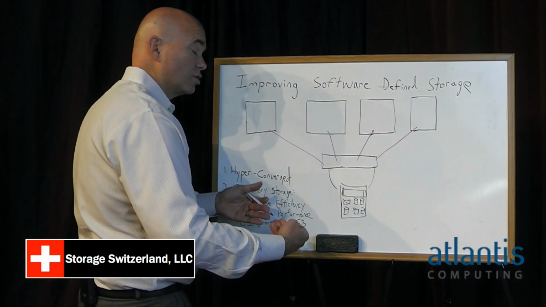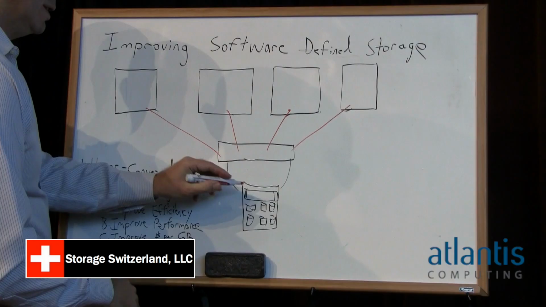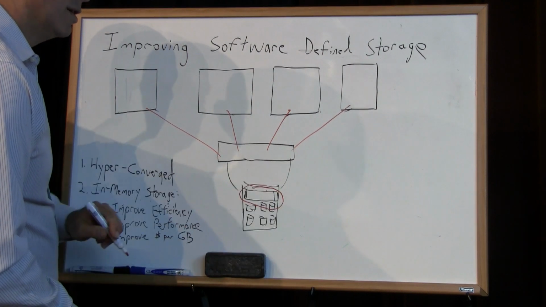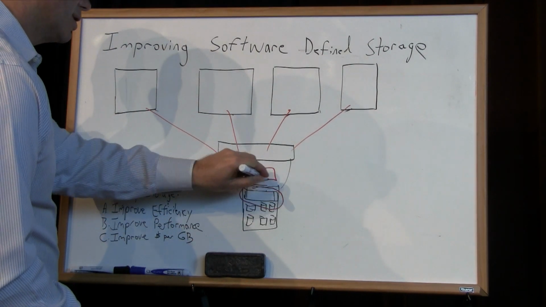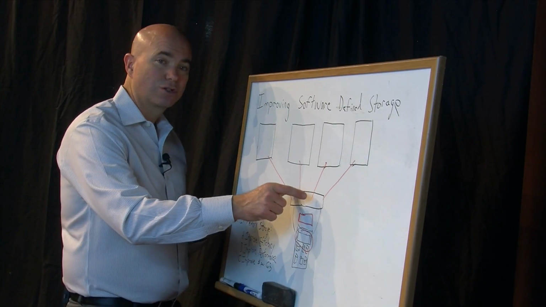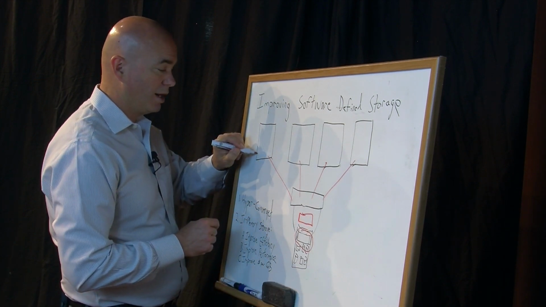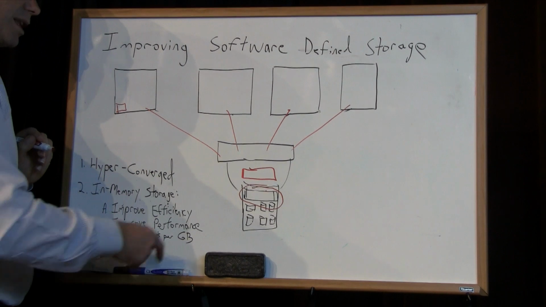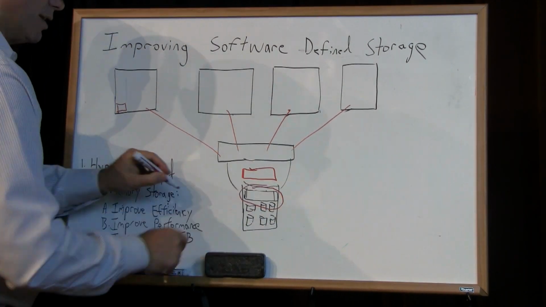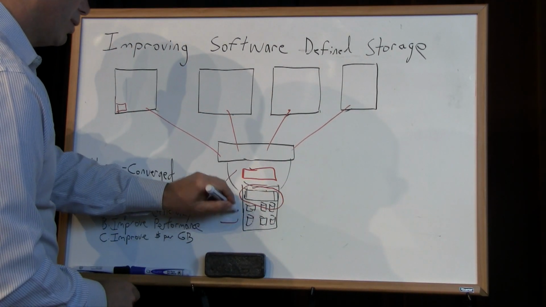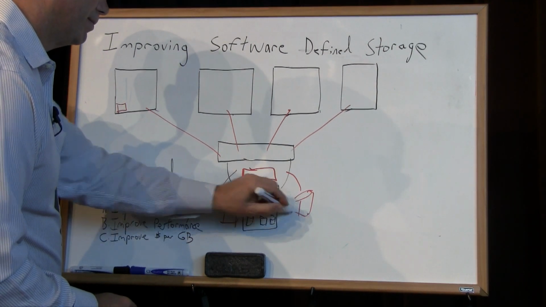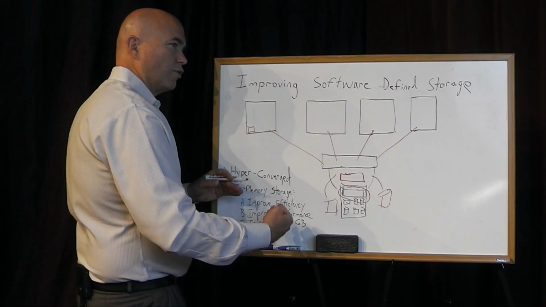What software-defined storage does at a very simple level is abstract that controller out of the array and put it somewhere else. It might be in the storage network. It might be running as a virtual machine up in a hypervisor. And by doing that, now I can support multiple vendors' storage systems. We think, though, that there's room for improvement.